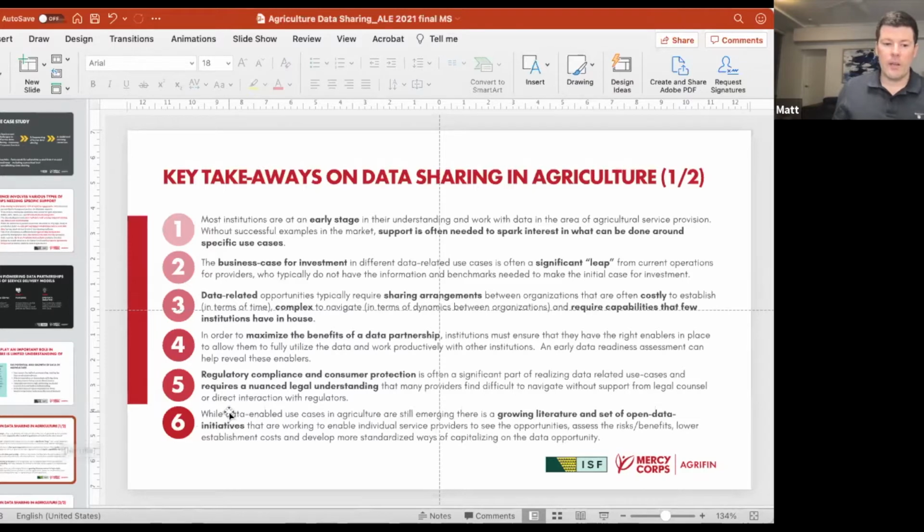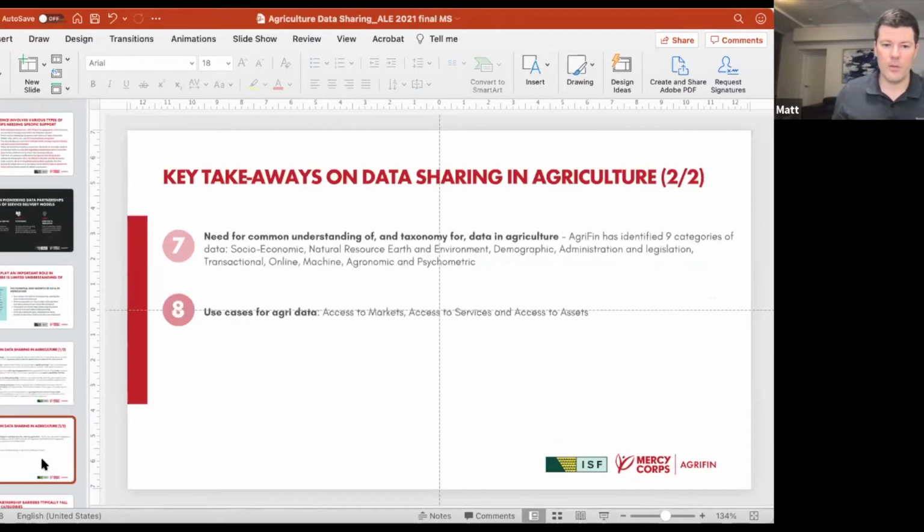So it's great that there's this growing momentum around data, and what we found is that there is some really, really good work that's been done by some of the open data initiatives and folks like Mercy Corps in this program to make those opportunities transparent and to support some of those movements and those use cases. But there's a need for a common understanding and taxonomy. That is something that we've tried to take a first step on in this work, and the use cases for agri-data extend into all the areas that agri-tech has been working for a number of years now.